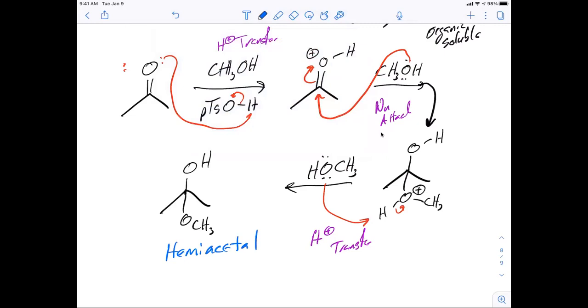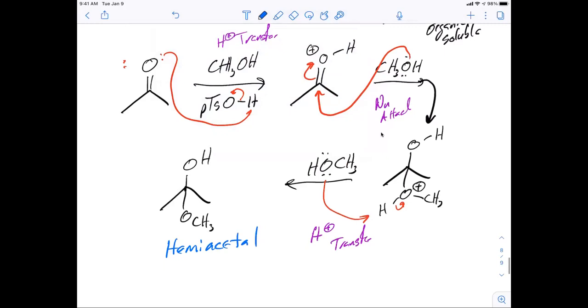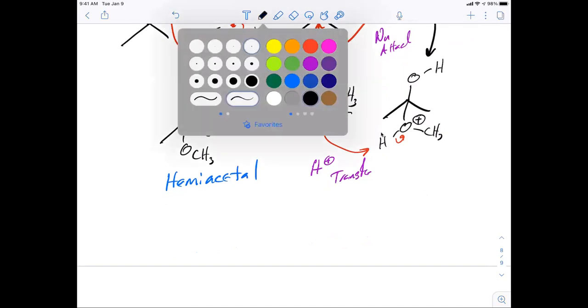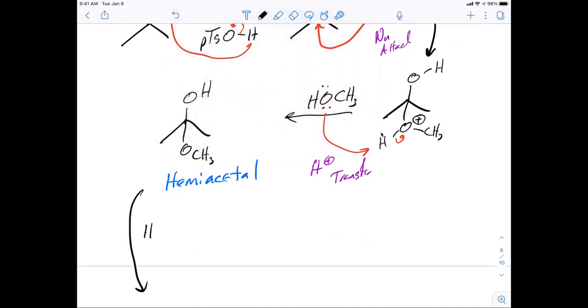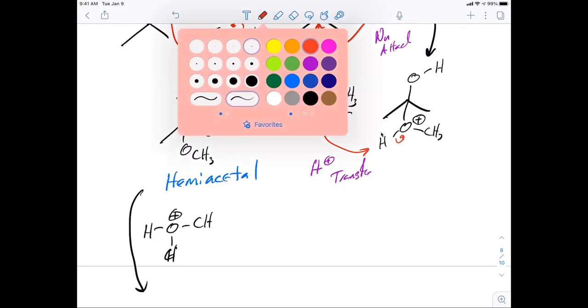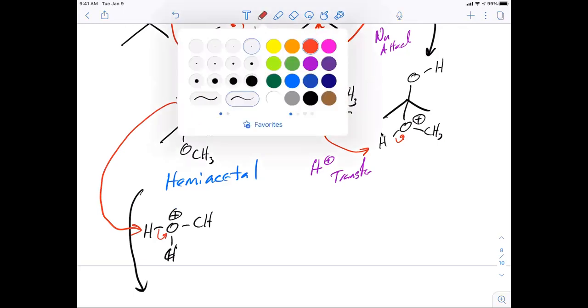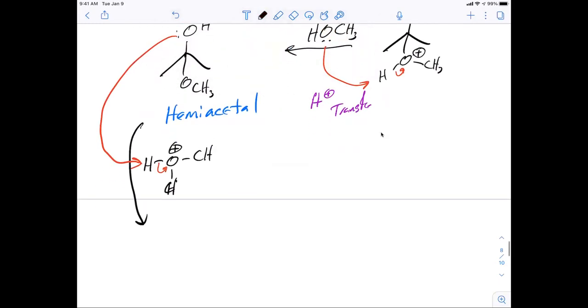In most cases, it's hard to stop at a hemiacetal, but there are some very important examples of hemiacetals and why they stop at the hemiacetal. But usually we don't stop there, right? We still have the same conditions. And so what happens next is we get a proton transfer. So we get a proton transfer. It's a long mechanism.